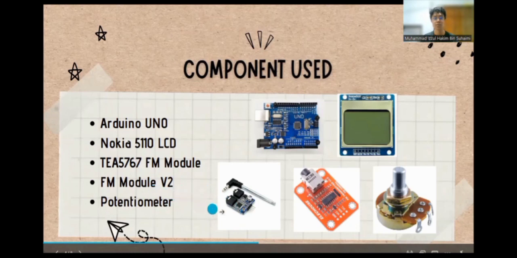Next is the FM module BEJ30103, which is connected to the transmitter. This FM module is connected to an audio input that can be connected to a phone, for example. And lastly is the potentiometer. This is used to adjust our frequency value on the transmitter.